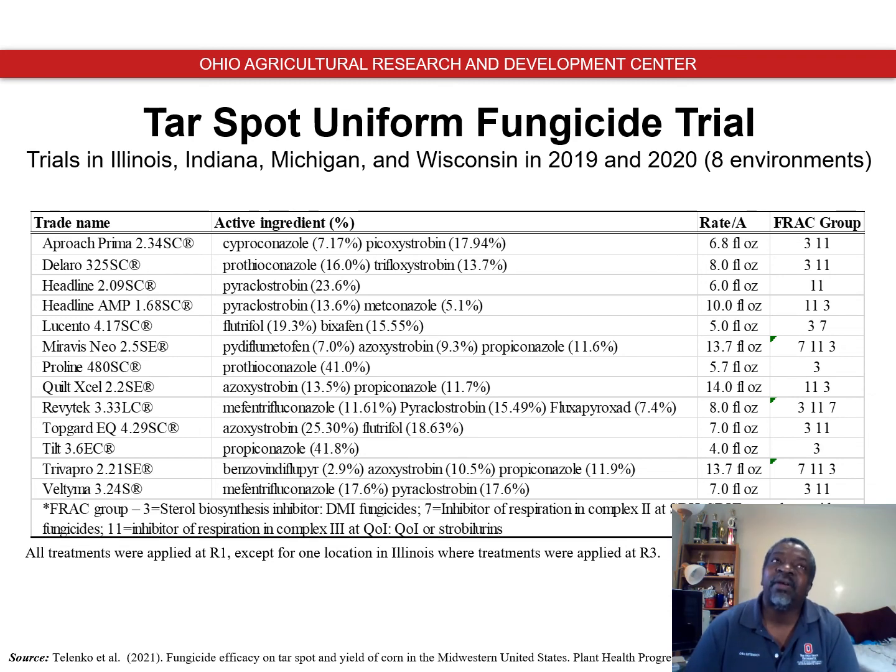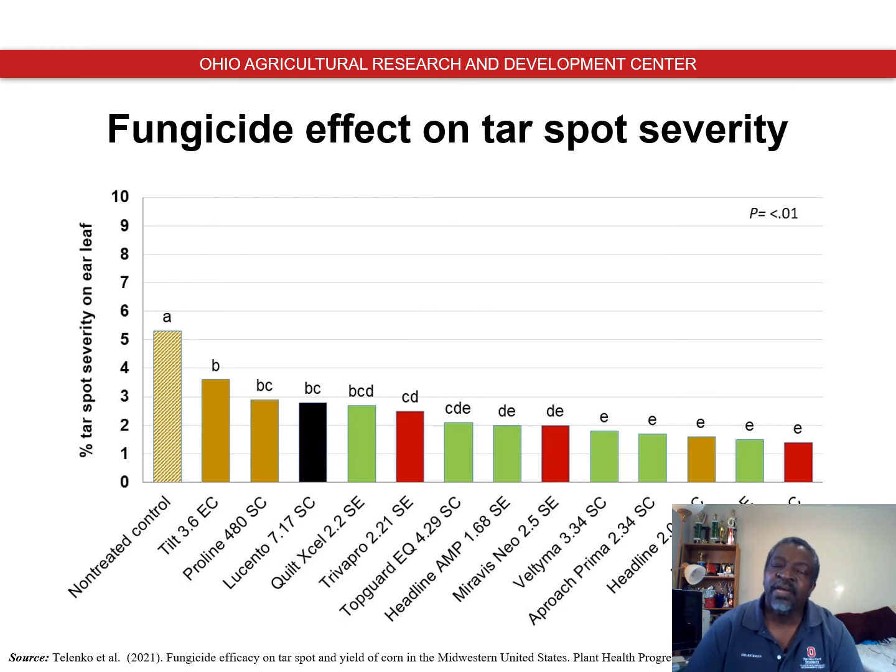So what I've done here is summarize data from work done by colleagues in Indiana, Illinois, Michigan, and Wisconsin. We pretty much do the same set of trials. I've used these same 13 fungicide treatments, but I don't have Ohio specific data to share with you. So what I'm going to share is some results from work done by my colleagues across the region. Like I said, we call these uniform fungicide trials, where we all use the same protocols to look at tar spot and see how effective these fungicides are across regions. So here's some of the data.